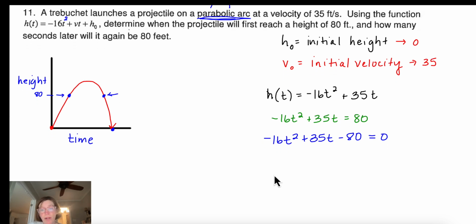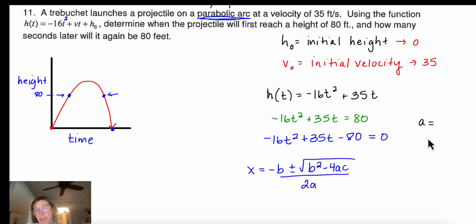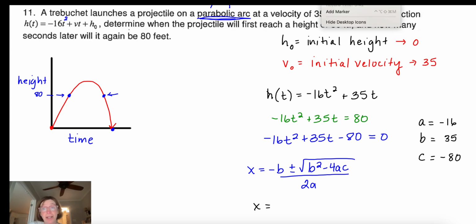So this one's an interesting one. So remember our quadratic formula, x equals negative b plus or minus the square root of b squared minus 4ac all over 2a. So I do always want to write down my a, my b, and my c. So a is negative 16, b is 35, and c is negative 80. At this point, let's get the practice in. I want you to substitute those values in and get your answer. So take a second and do that, and then come back to us.